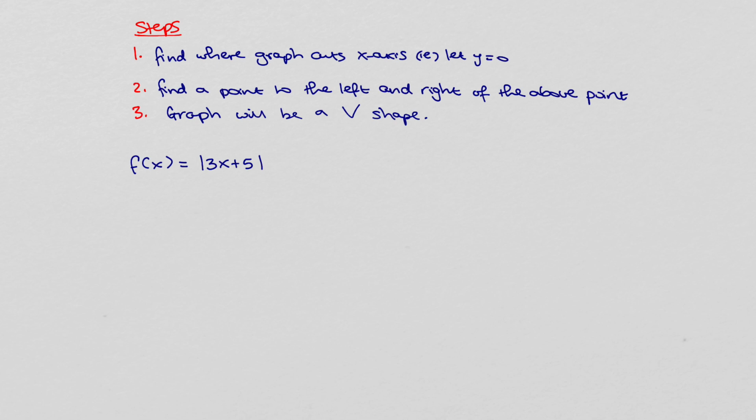Okay, so let's take the first one, which is f of x. If I let f of x equal 0, in other words, we're letting y equal 0, that gives me 3x plus 5 equals 0. So in other words, 3x plus 5 must equal 0. So x equals minus 5 over 3. Now, it's always hard to plot a fraction, so it's easier to write that as a decimal. So that's minus 1.67 approximately. And then I will choose a point to the left and to the right of this number.